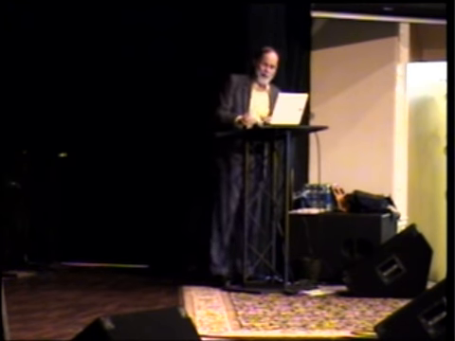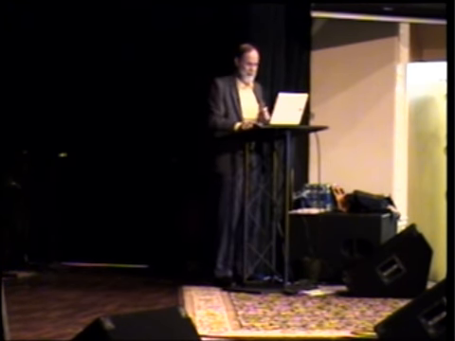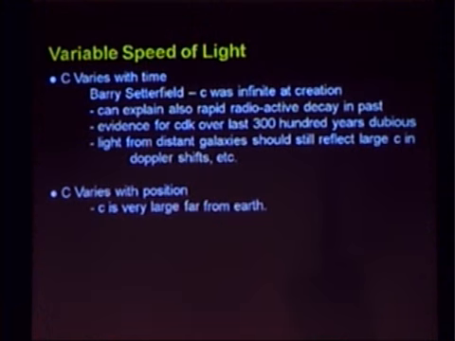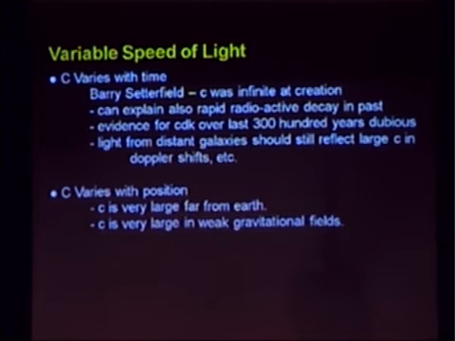So you could argue, well, maybe the speed of light didn't change with time, but it changed with position. There is a theory that says the speed of light is very large far from the Earth, maybe infinite at the edges of the universe, and as it gets closer to the Earth, it gets smaller until it reaches the Earth. Okay, I think that has the same problem as Setterfield's theories, that you would expect to see some observational features of that in galaxies far away.